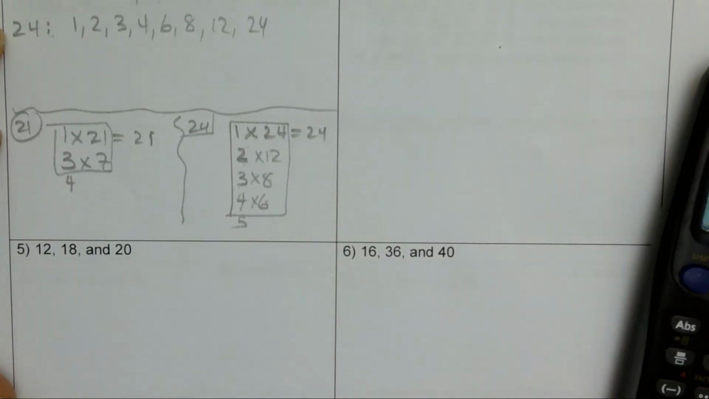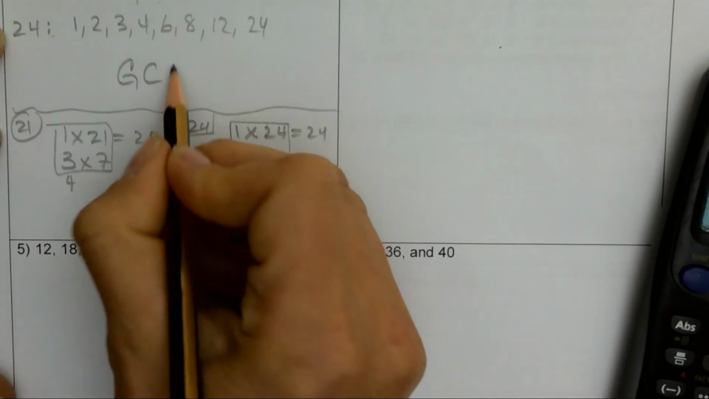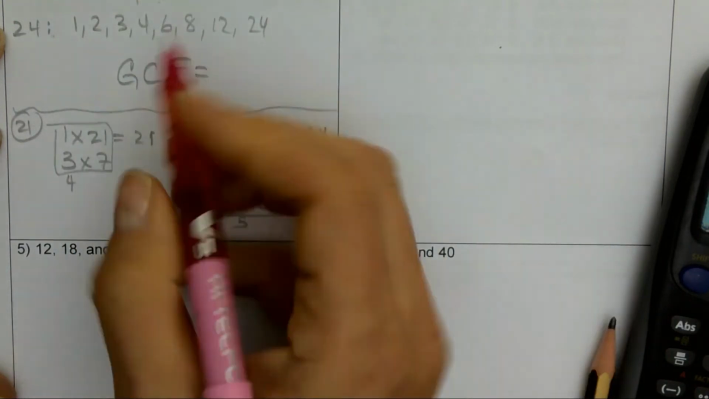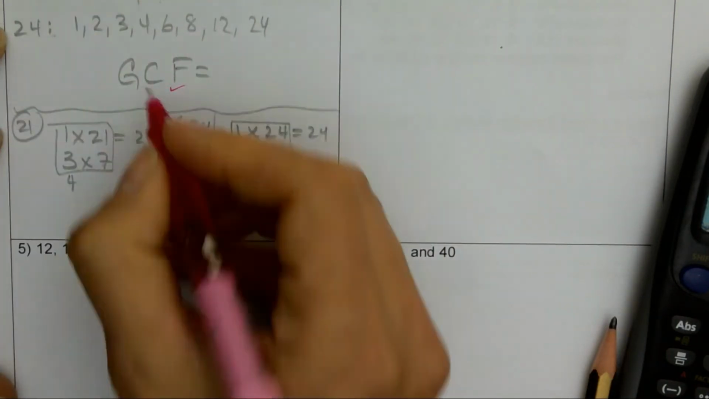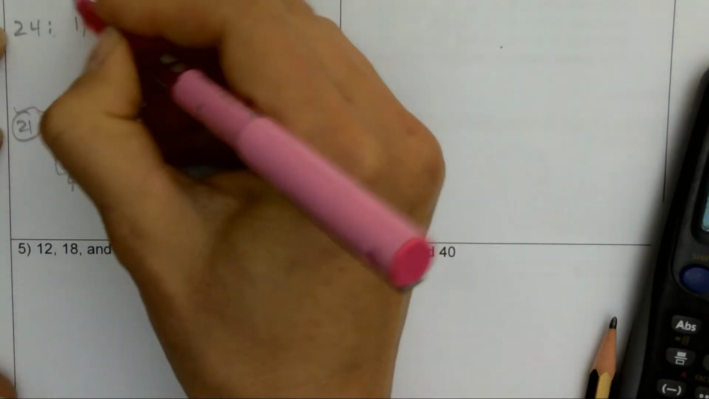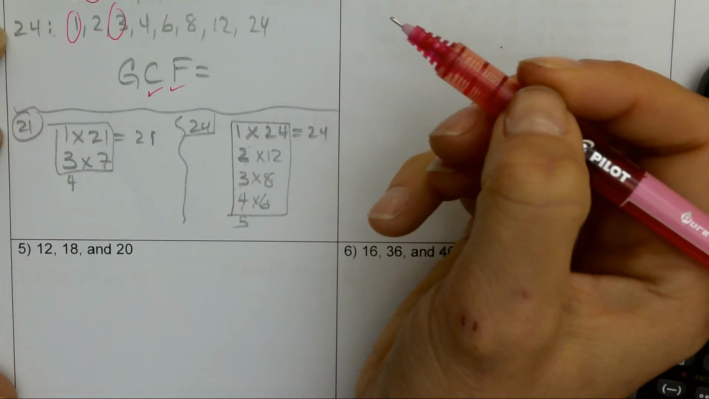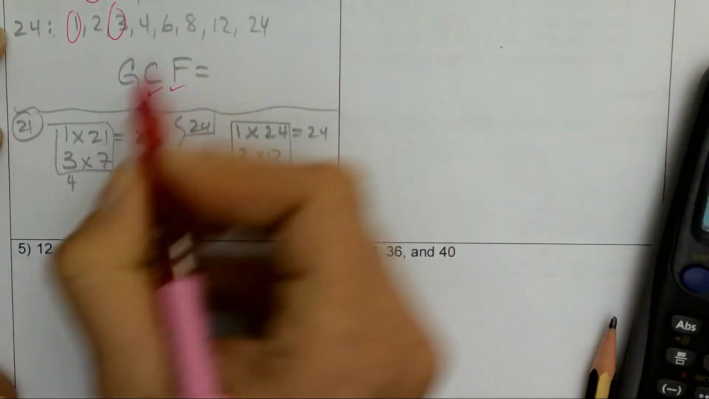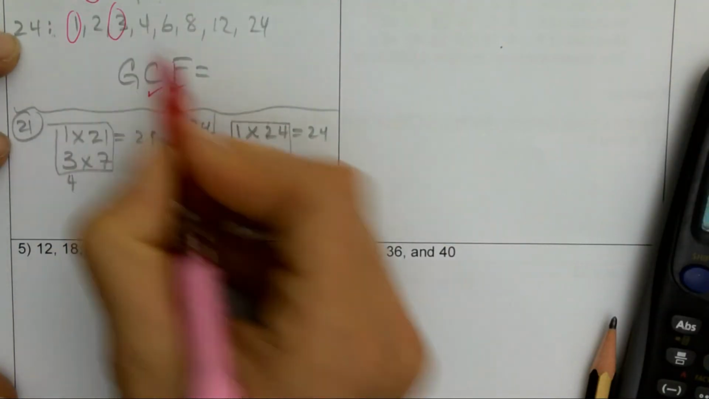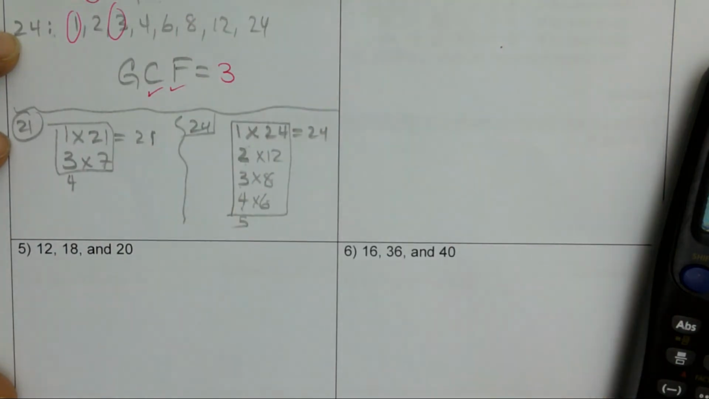So now I write GCF. F, we're done. We wrote out all our factors. Common, what's the same? They both have 1s. They both have 3s. That's it. So what's the greatest one? 3.